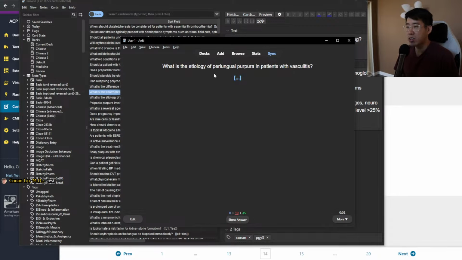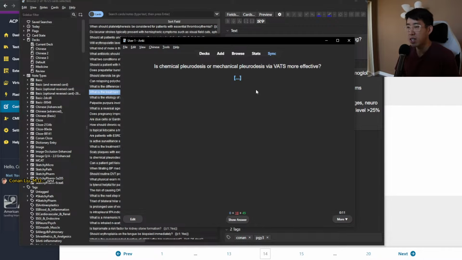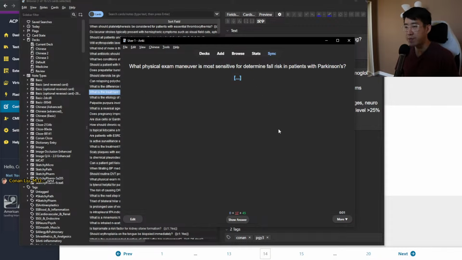What is the etiology of periungual purpura? That's purpura around the nail folds in patients with vasculitis. That's going to be thrombosis, nail fold thrombosis. Is chemical pleurodesis or mechanical pleurodesis via VATS more effective? That would be mechanical pleurodesis. So if somebody has secondary spontaneous pneumothorax, actually they should all be getting some kind of pleurodesis. But ideally, it seems like mechanical works better than chemical.